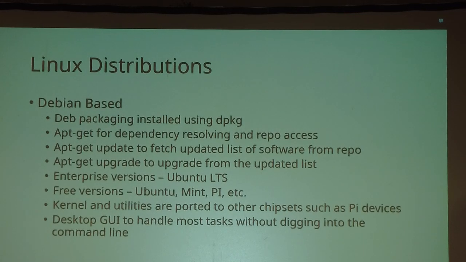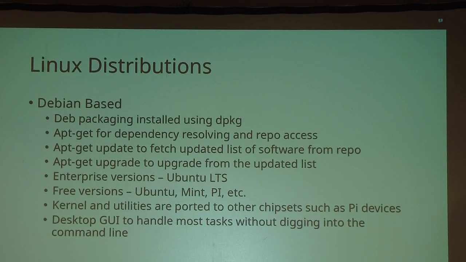You use dpkg to install packages, and apt-get does your dependency resolving and repo access. A little bit different: apt-get update to fetch the list of software that can be updated, and then apt-get upgrade to do the upgrade from the list. You can still go buy it. A lot of times people use Ubuntu LTS, long-term support. You can download that for free, but a lot of companies start using that Ubuntu in their cloud products.